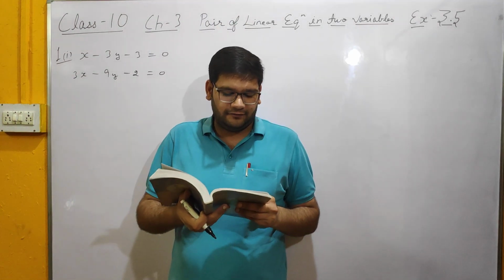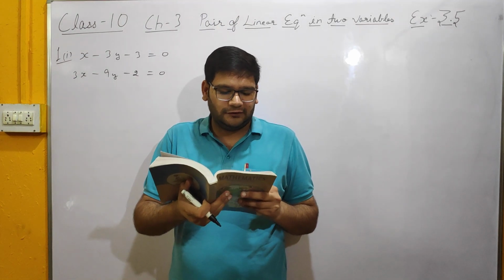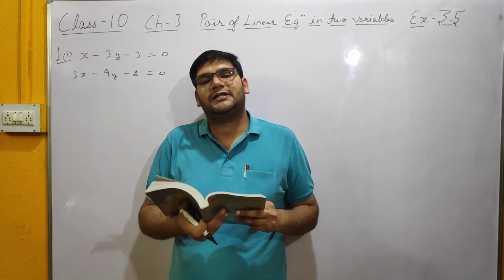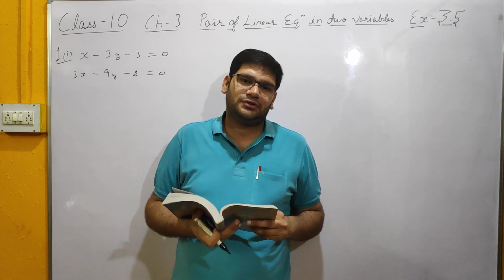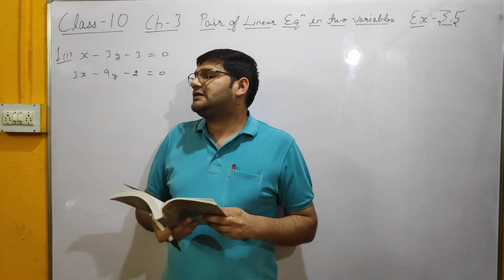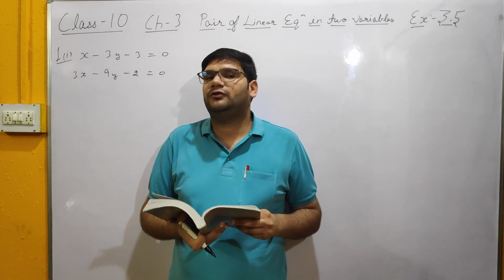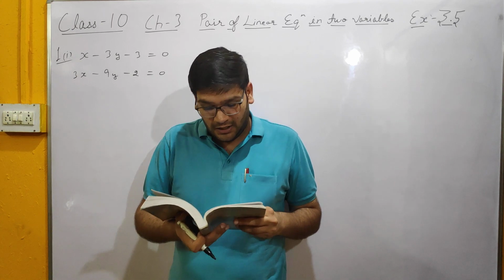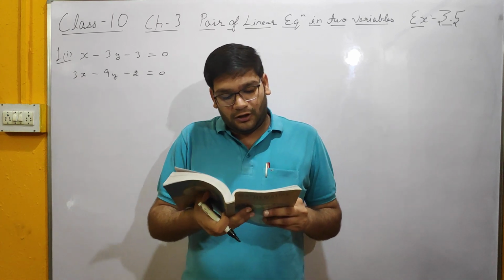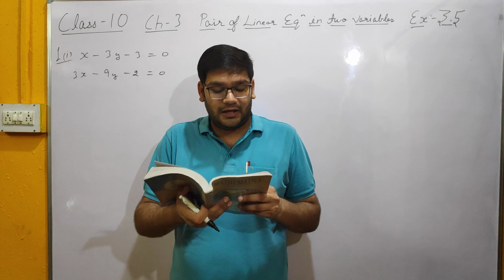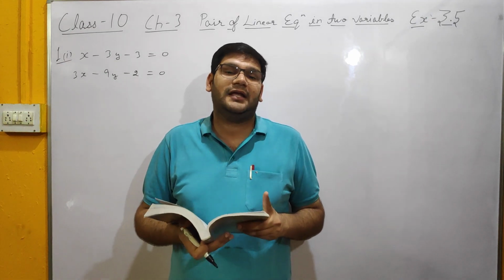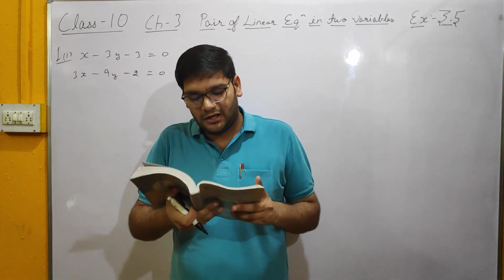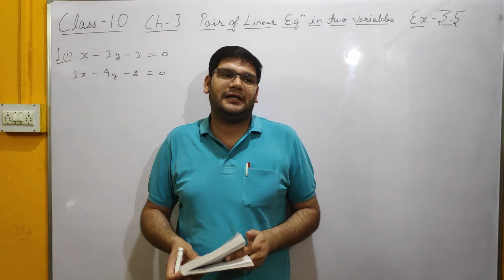Exercise 3.5, question number 1. Which of the following pairs of linear equations has a unique solution, no solution, or infinitely many solutions? So pairs of linear equations are given. We need to find out whether they have a unique solution, no solution, or infinitely many solutions. Now, in case there is a unique solution, find it by using the cross multiplication method.